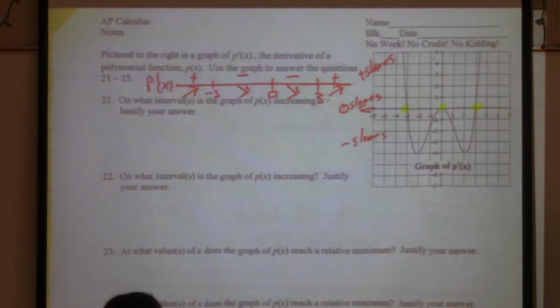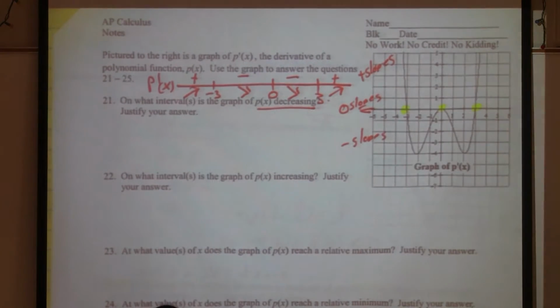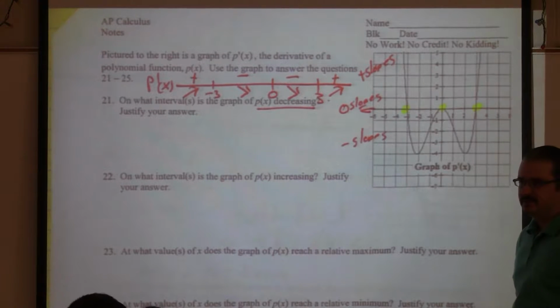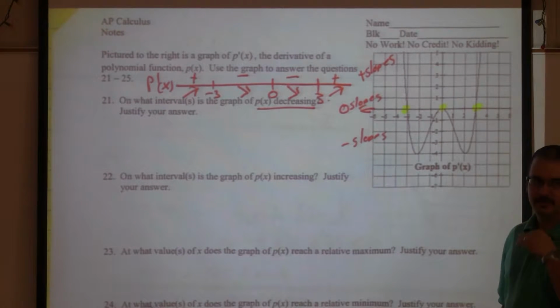Where is the original function decreasing? Can you tell me really quick? -3 to 0, union 0 to 3. Why?